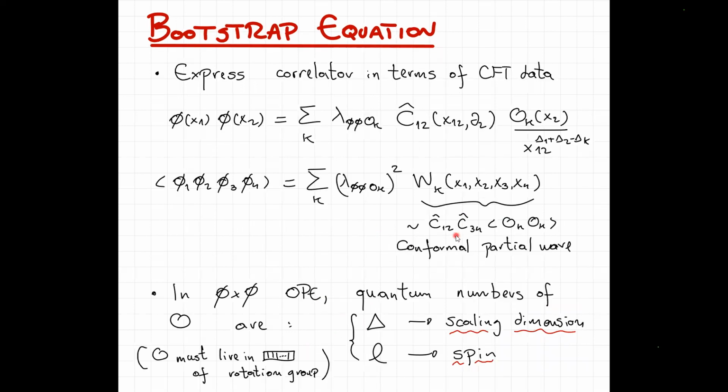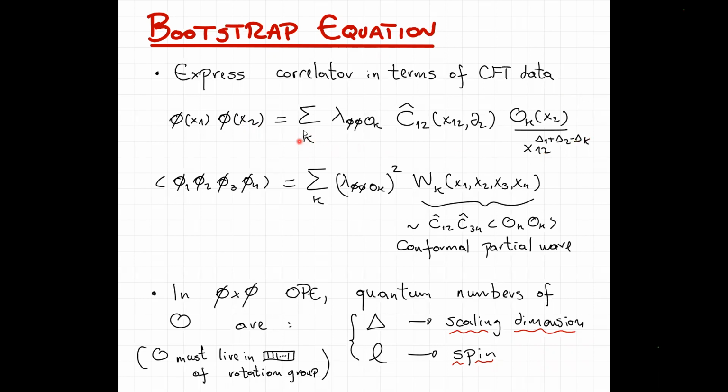Now let us try to understand the OPE. So here's the OPE in a bit more detail than I showed before. If I take these two fields phi at positions x1 and x2, and I bring them close together, then they can be written in the following way. So what are the important things in this expression?